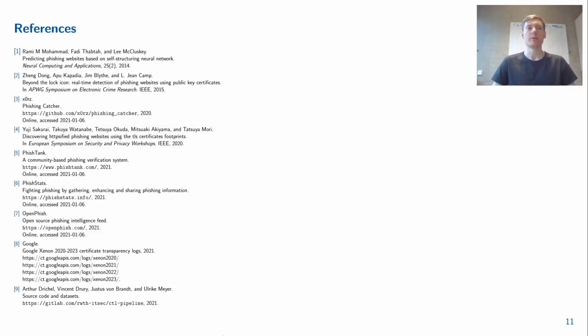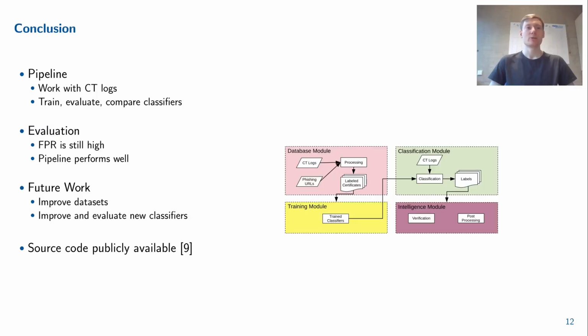With that, we are nearing the end of this talk. Here are the references used throughout the presentation. And to conclude, we created a pipeline to facilitate the classification of malicious certificates on CT logs. The pipeline supports the training, evaluation, and in particular comparison of classifiers. Even though our first evaluation results show that current classifiers still require additional work to be usable on real-world data, the pipeline itself should be able to handle these future challenges.